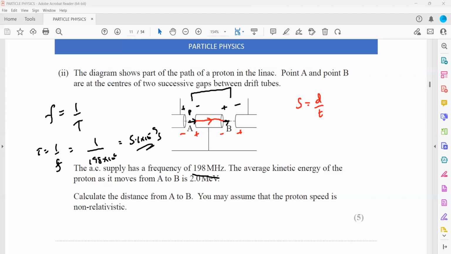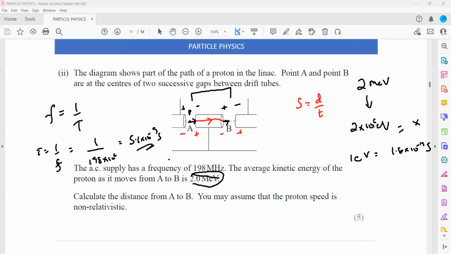The second thing, we need the speed. How to work out the speed? They give us the kinetic energy, which is 2 mega electron volts. But remember, the SI unit of energy is joule. So you have to first convert this mega electron volt into joules before getting the final answer. How to convert 2 mega electron volts into joules? 2 mega means 2 into 10 to the power 6 electron volts, and 1 electron volt is equal to 1.6 into 10 to the power minus 19 joules.